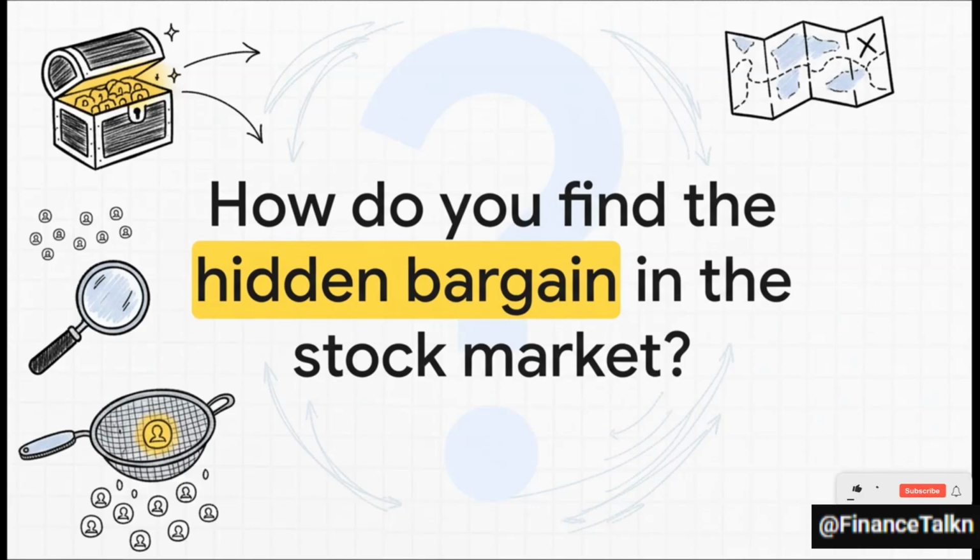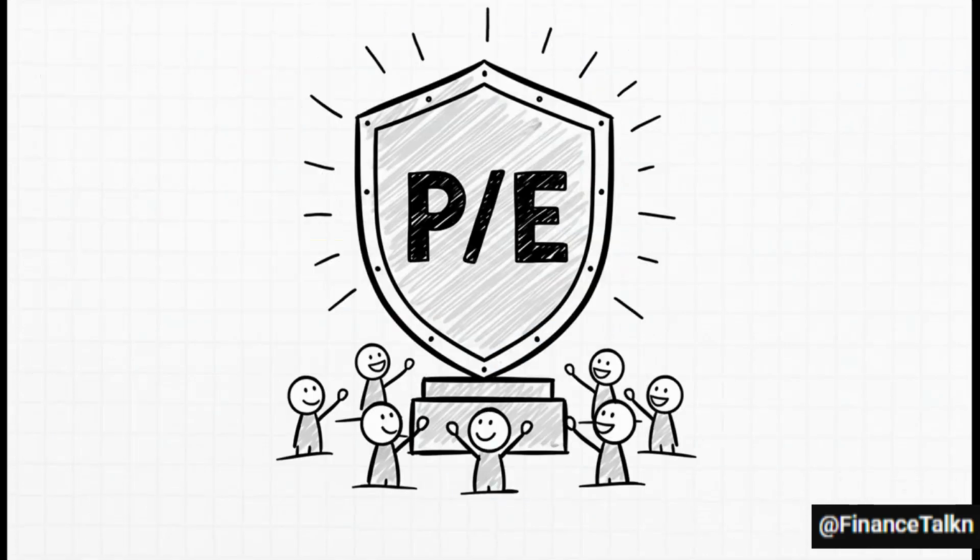This is the big question, right? It's the ultimate treasure hunt for any investor. How do you actually sift through thousands and thousands of companies to find that one hidden gem, the stock that everyone else has overlooked, the one that's truly a bargain? For the longest time, the answer seemed to be this one simple, elegant number. The PE ratio was the go-to, the shortcut, the hero that promised to show you a stock's real value in a single glance. But, as we're about to find out, even heroes have their flaws.